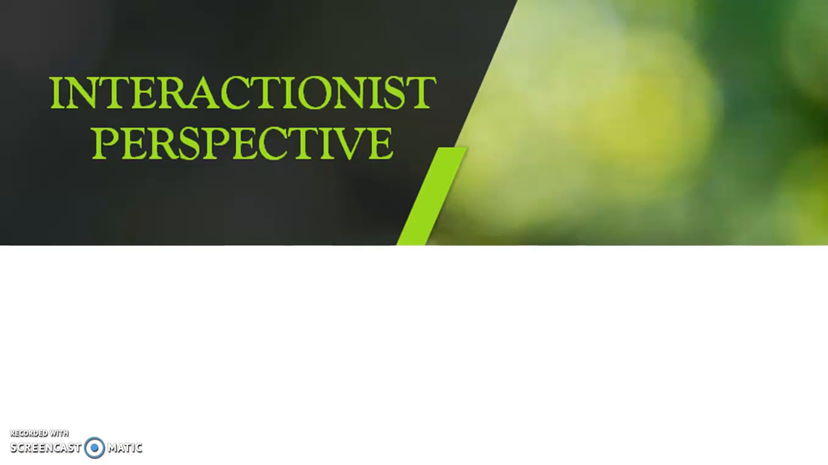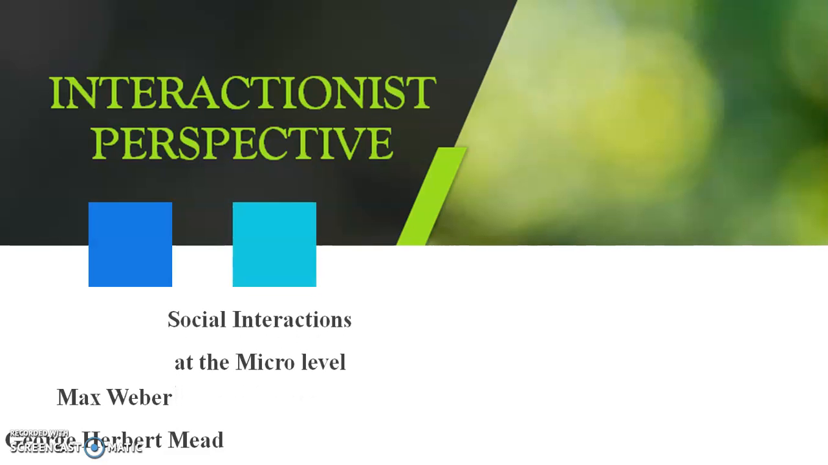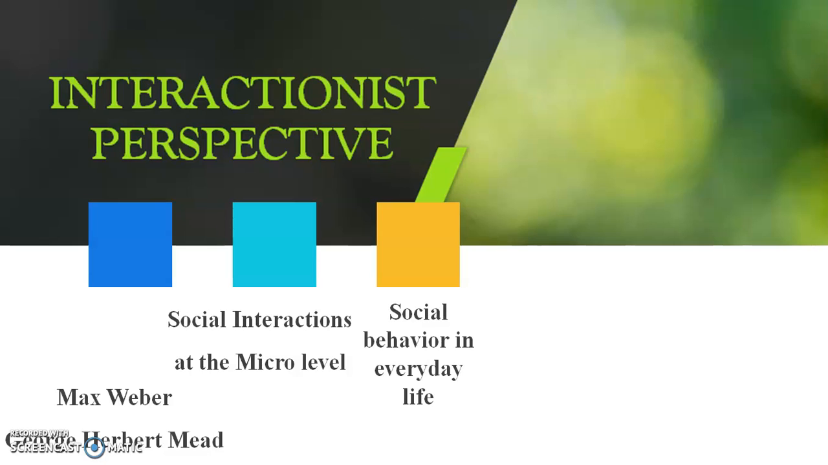Interactionist perspective is another major perspective in sociology. It was initially influenced by Max Weber and later by George Herbert Mead. Here sociologists view the society as a whole through an examination of social interactions at the micro level. Micro level means between small groups, between two friends, between families, and so on. So understanding society through social interactions at micro level is known as interactionist perspective.